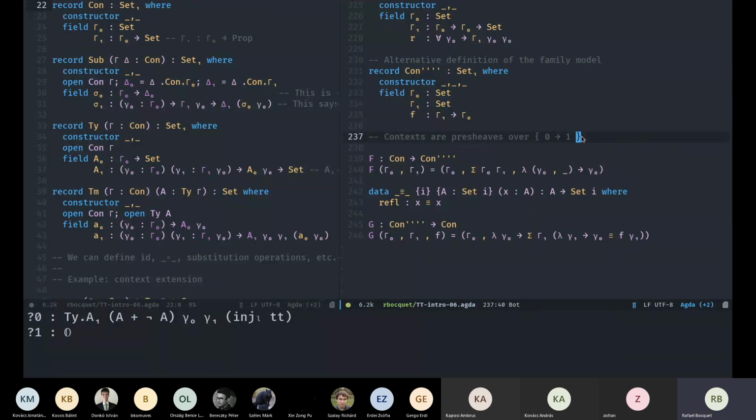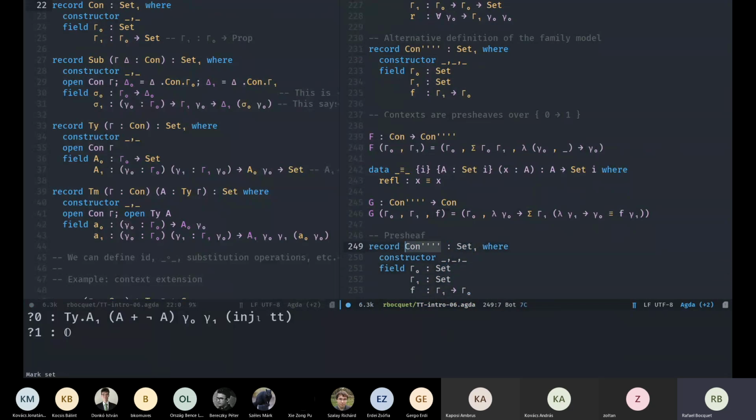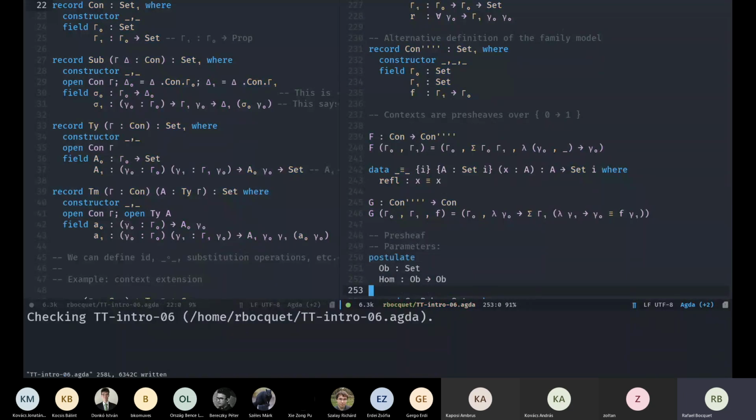But it's not... I guess I can give some quick description of a pre-sheaf model. And in general, we have some parameters: the set of objects and the set of morphisms, or arrows, between two objects.